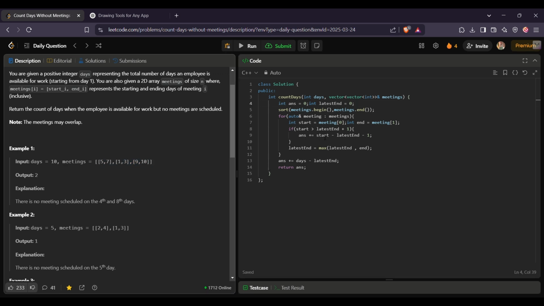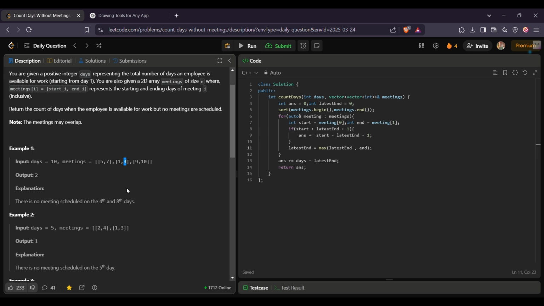First, we are going to sort. If we sort it, then 1 3 will come first, then 5 7, then 9 10. Then we are taking every meeting, that is every 1D array from this 2D array. First we will take 1 3. We take the first element, that is start, which is 1, and then end, that is 3.